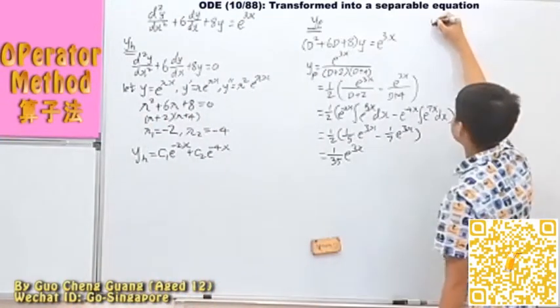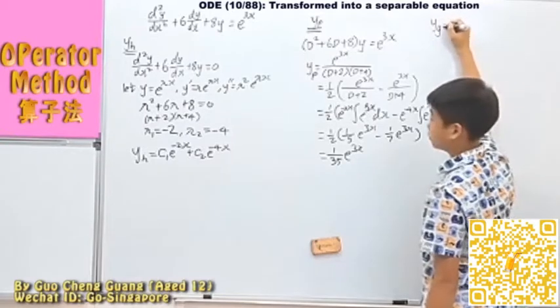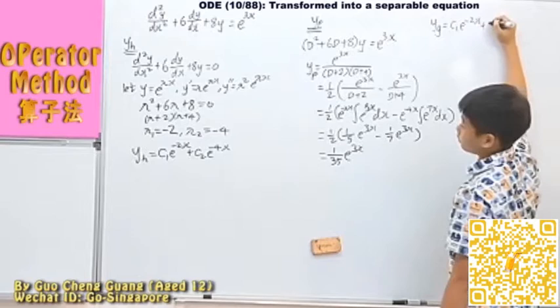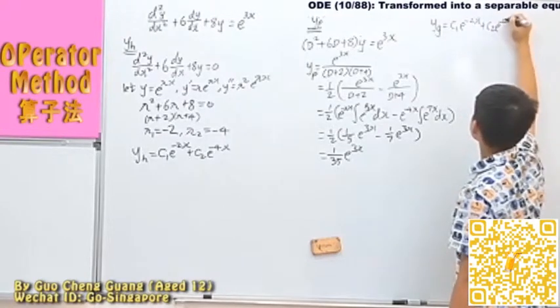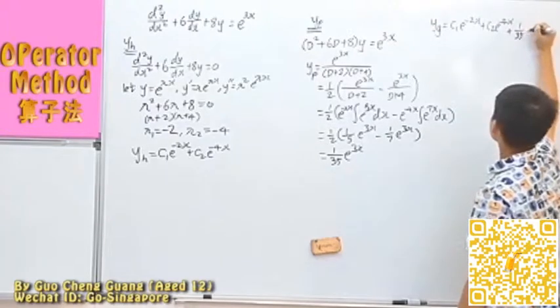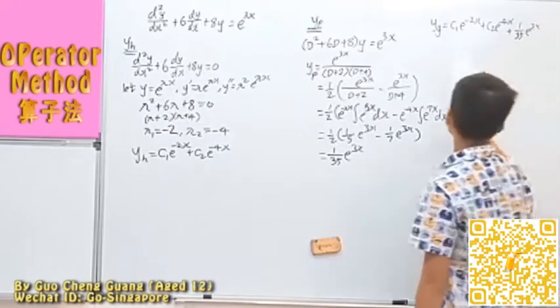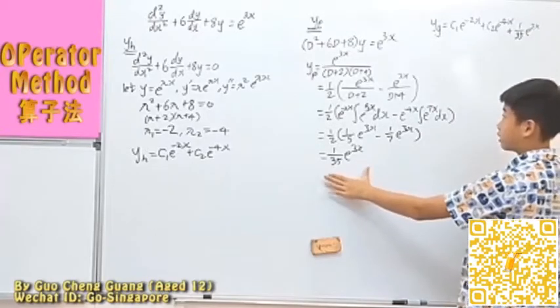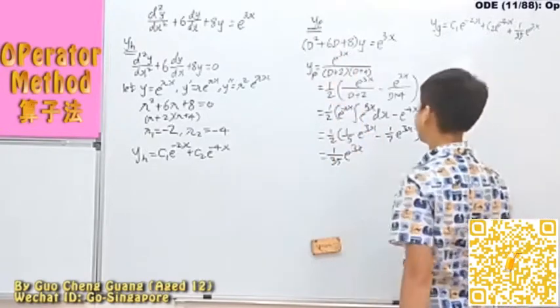So if you want that general solution, I'll just write it here. Okay, so this will be your general solution. Just be aware that here we don't have that constant, since this is for a particular solution.